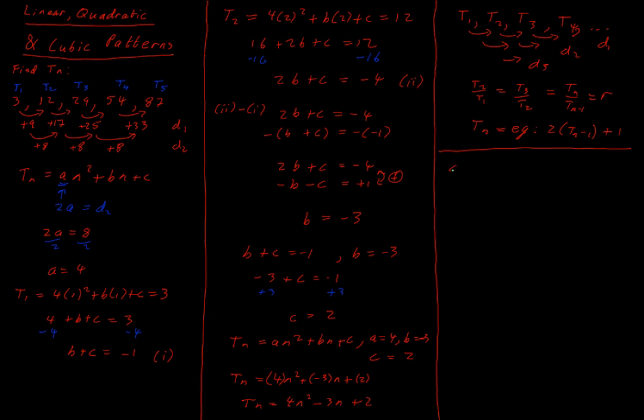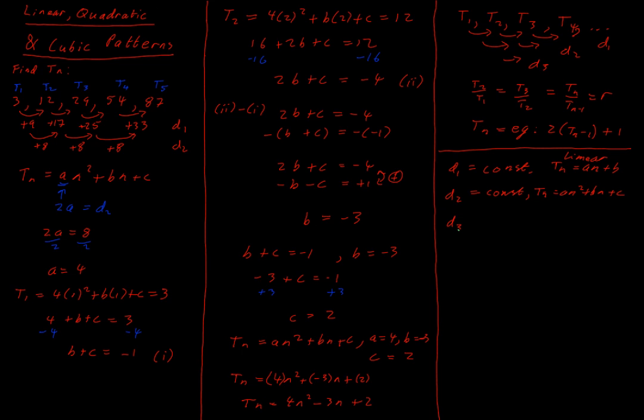If we had D1 equal to a constant, that would be a linear or an arithmetic pattern. So Tn would look like an plus b. So this would be linear or arithmetic. If D2, the second difference, was a constant, then Tn would be a quadratic pattern, an squared plus bn plus c, the type that we just dealt with.